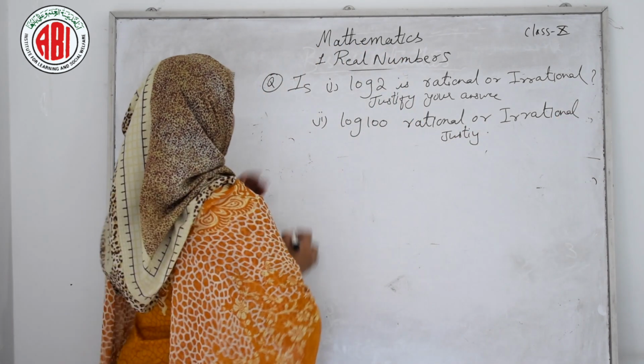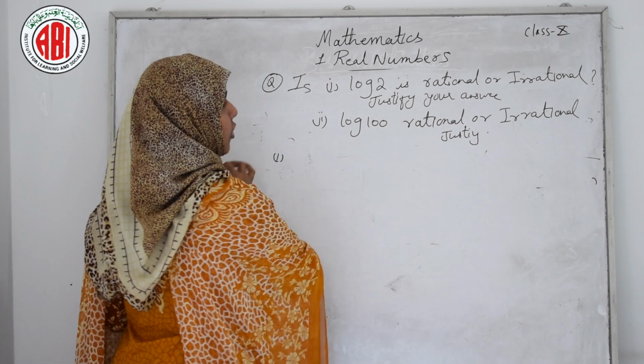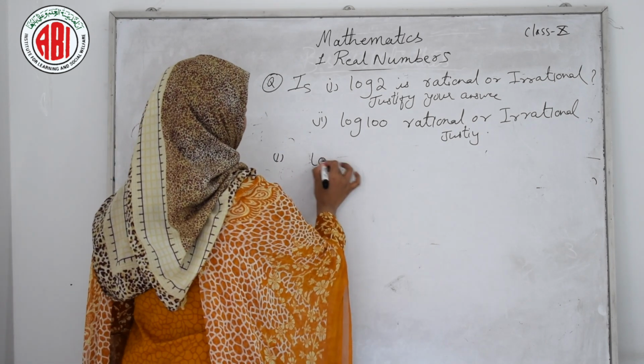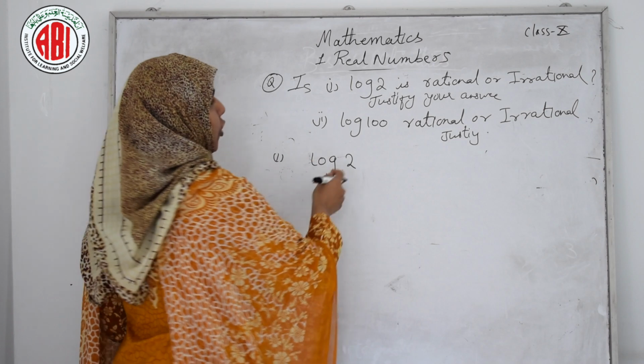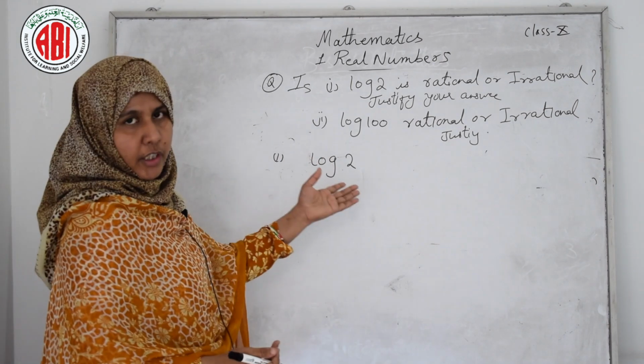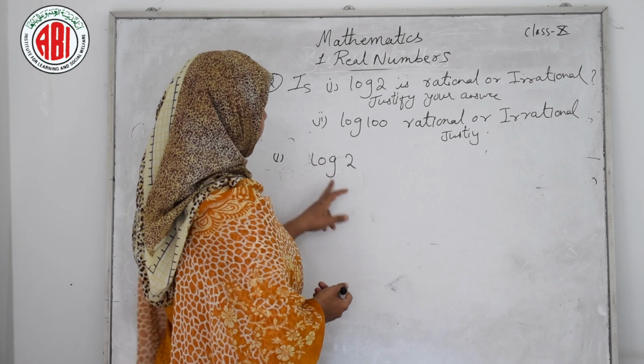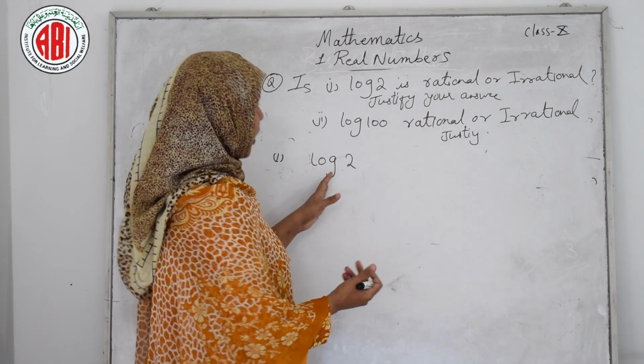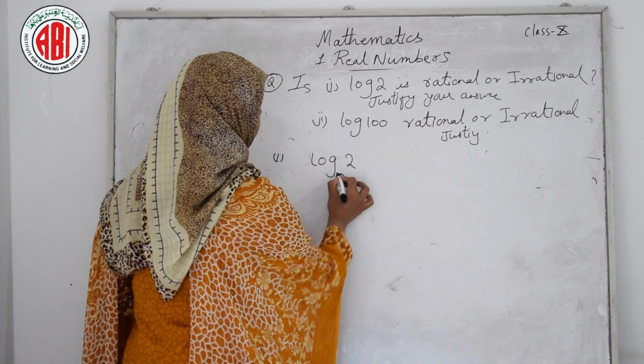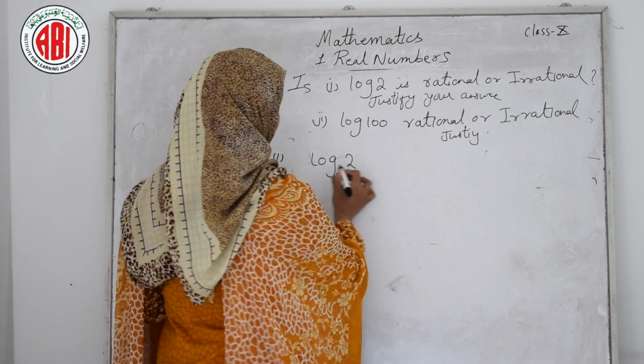Okay, first one, how to justify? What is log 2? Log 2 is having some value. It can be rational or irrational. What is the base here? Log 2 base. I told you, if the base is not given, you have to take it as 10. Log 2 base 10. Let us write.